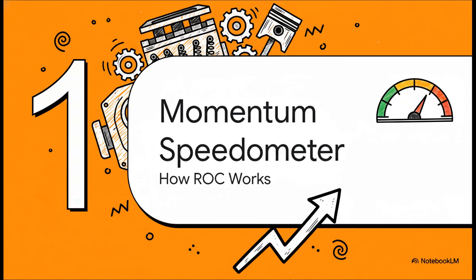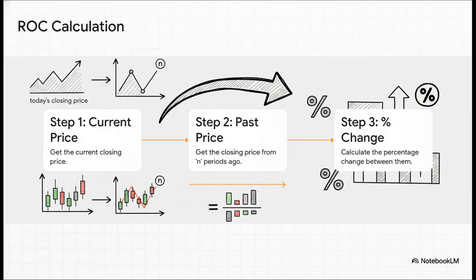Okay, so now that we know what it's supposed to do, let's pop the hood and see how this thing actually works. You might be surprised at how simple and elegant the calculation really is. The math behind this is beautifully simple. Seriously, you just take the most recent closing price, then you look back a certain number of periods, we'll call that N, and grab that closing price. Then you just figure out the percentage change between those two prices. That's it. There's no complex weighting or smoothing involved. It's just a raw, pure measure of price change over time.